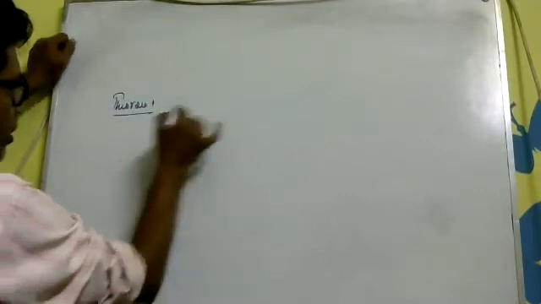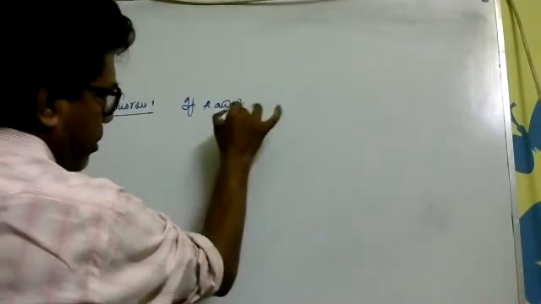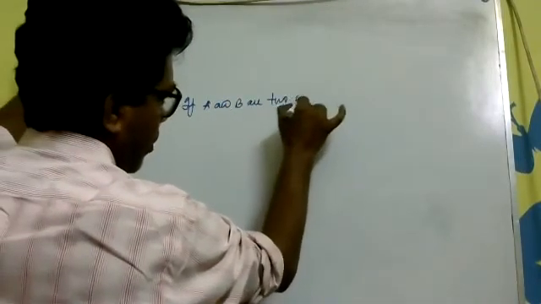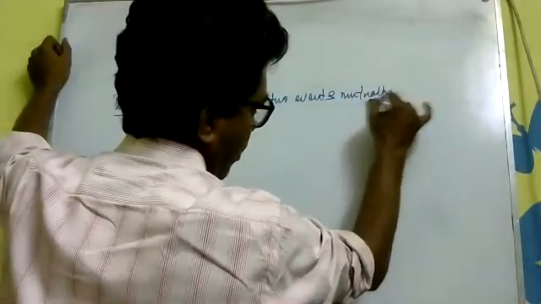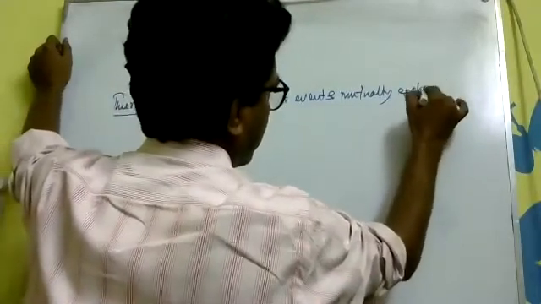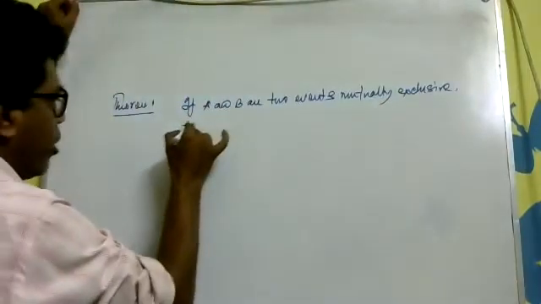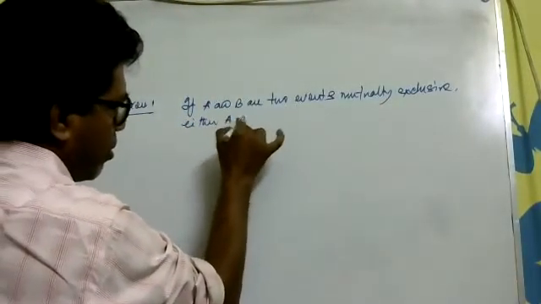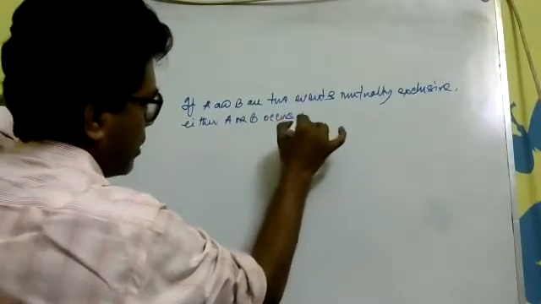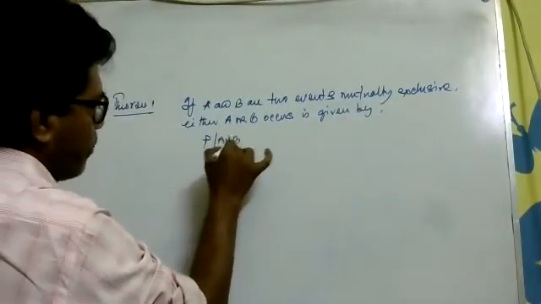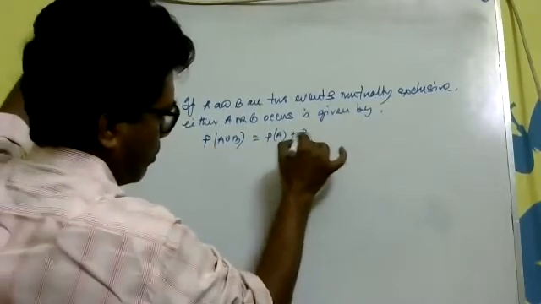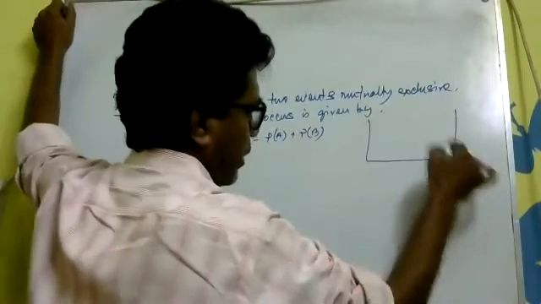Now, theorem on probability. Theorem: if A and B are two events, mutually exclusive, then the probability that either A or B occurs is given by P(A union B) is equal to P(A) plus P(B). There is no intersection part.